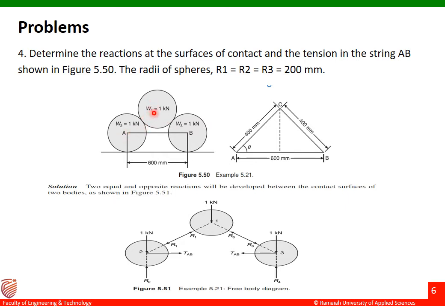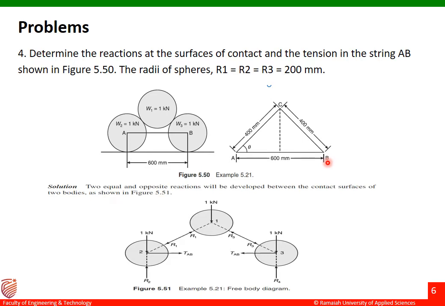So if we connect the centers of all these spheres, you'll get this triangle. We have to identify the length of each side. So this length, from A to C, will be 400, that is radius of sphere 1 plus radius of sphere 2. Then CB is again 400, and AB is 600, which is given in the question.